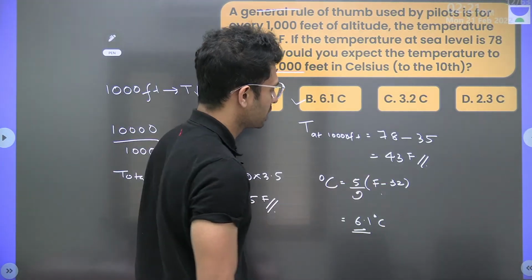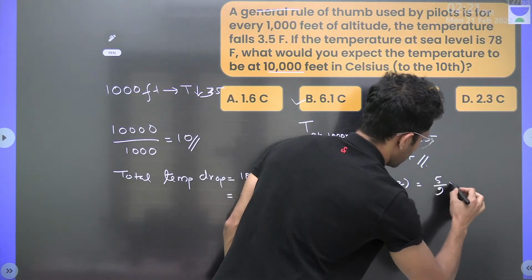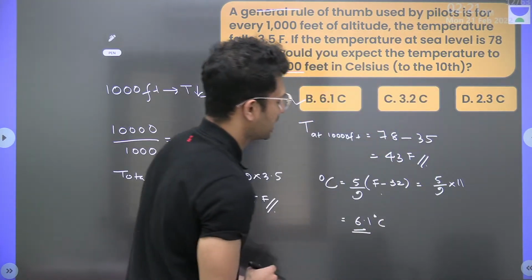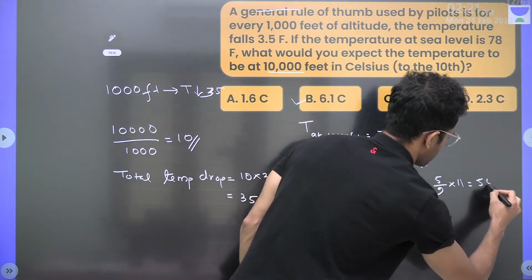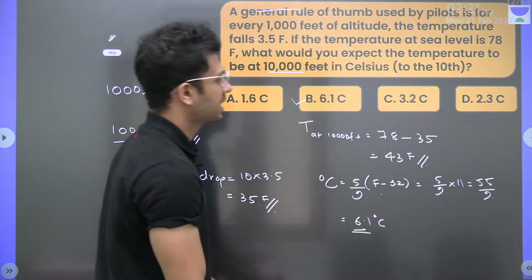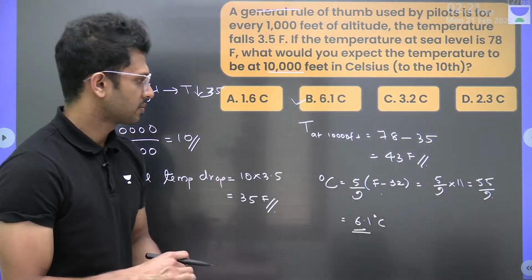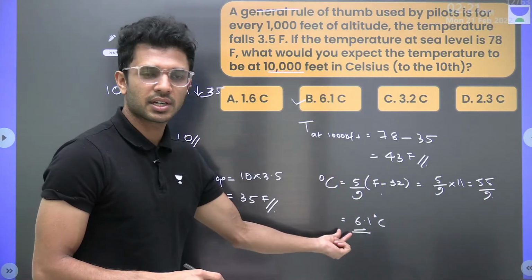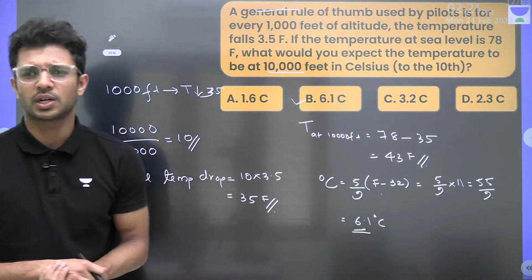43 minus 32 is 11, right? So this is equal to 5 by 9 into 11. So this will be 55 divided by 9. 9 times 6 are 54. So 6.1 degrees Celsius.